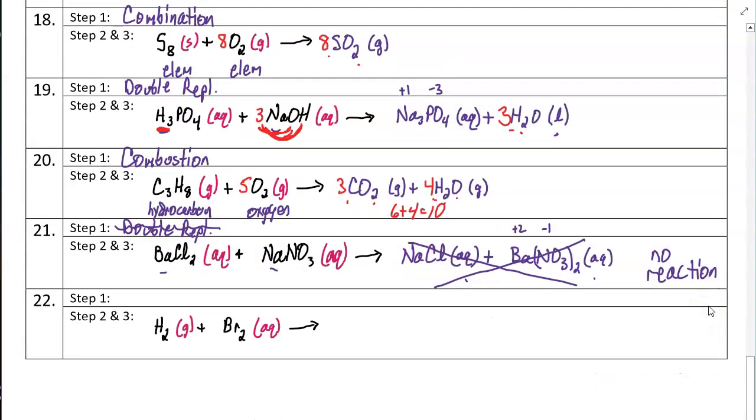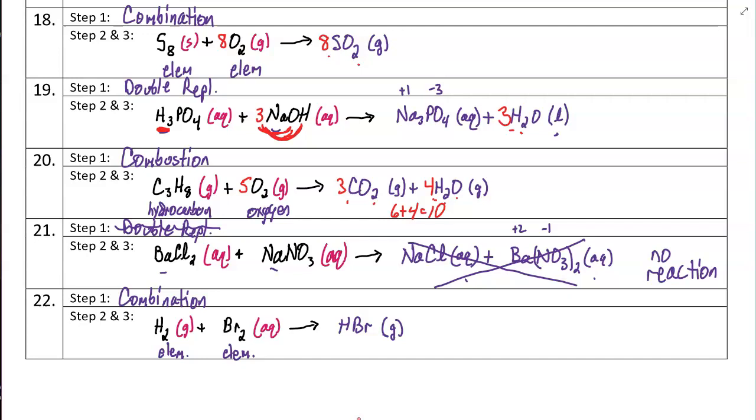The very last one. What's the format of this? You've got the element hydrogen being combined with the element bromine. Combination. It's going to make hydrogen bromide. I think hydrogen bromide is a gas under normal conditions of temperature and pressure. I'm not certain on that. I could look that up on Google and find out. I'm going to put gas though.